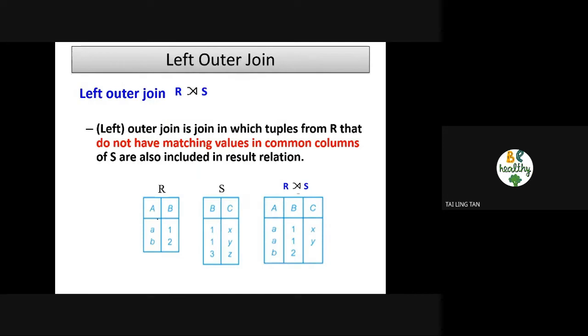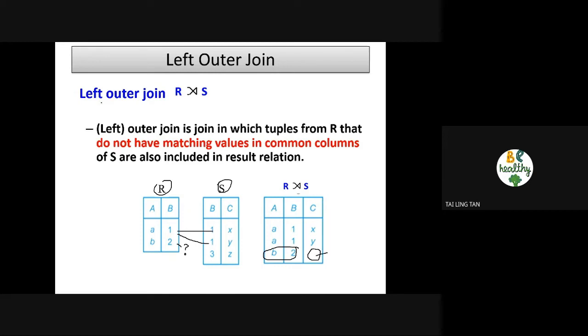Okay, so you can see here for left outer join, we have R and S here. Left outer join. Okay, so we have this table R and S, and you can see A here has B1. Here B1 has C X and C Y. But for this B, we only have a B2 here, and there's no B2 here. But in the result that comes out here, we still have a B2, and there's no C here.